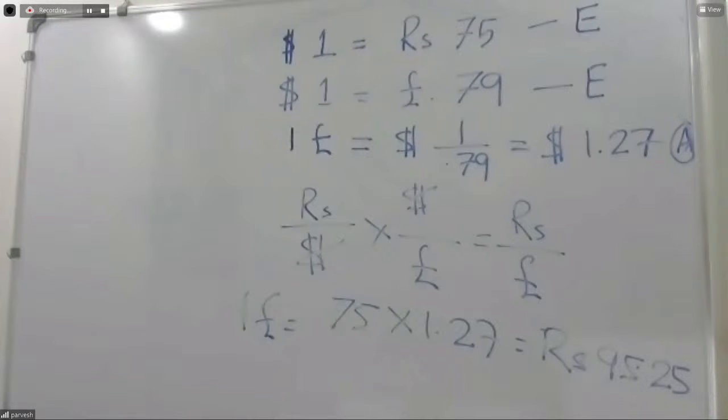So first look at both the quotations. The first quotation is in European terms. The second quotation is also in European terms. Because you want to calculate the price of pound in euros, you have to convert the second quote into the desired form. So the second quote you need to convert into American terms.